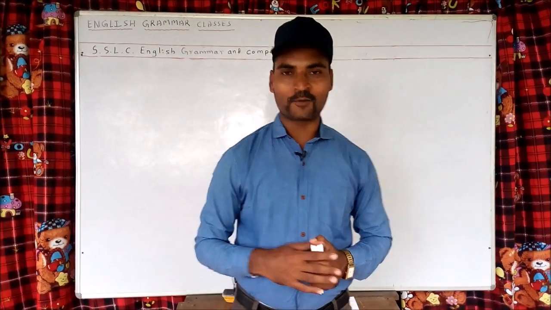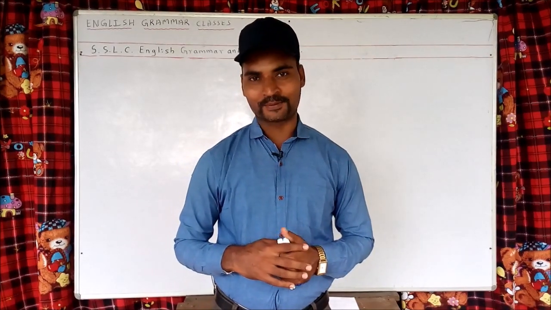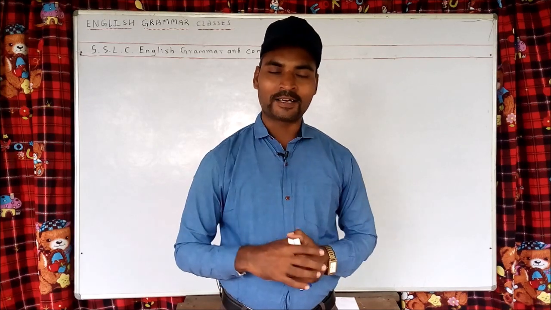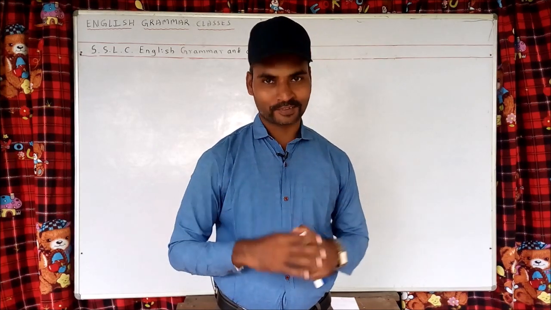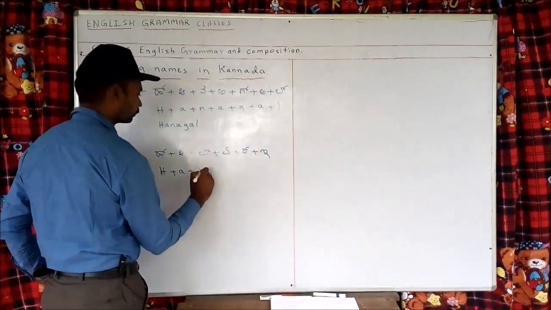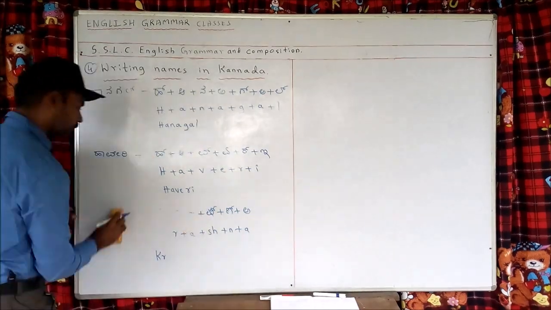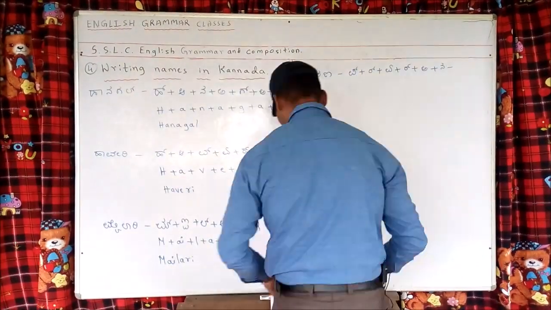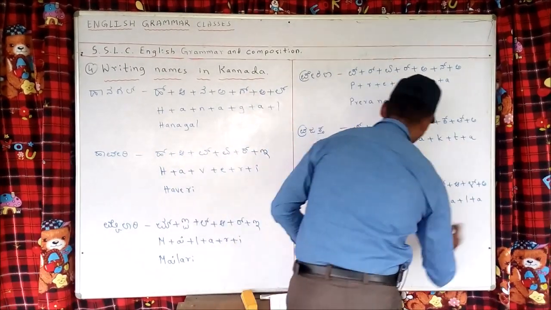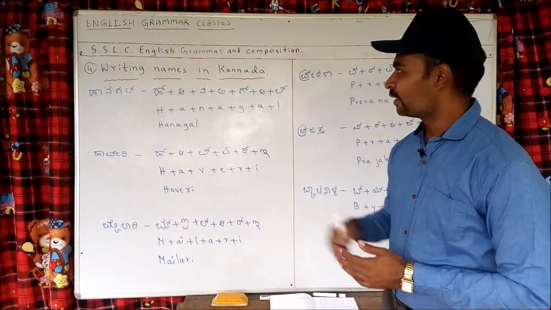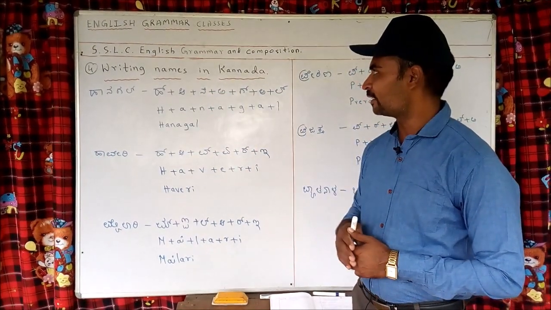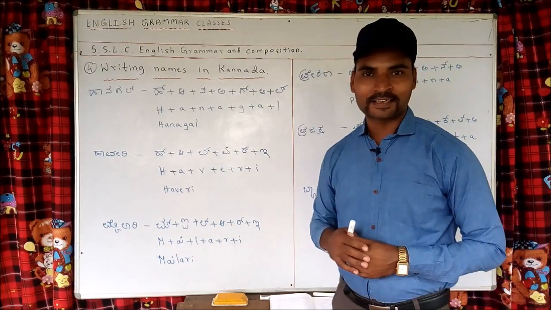My dear students, now we have come to the fourth lesson, or fourth chapter. In this chapter, we learn how to write Kannada names in English. We are learning writing names in Kannada.